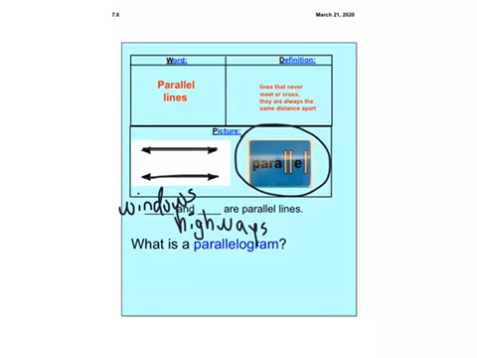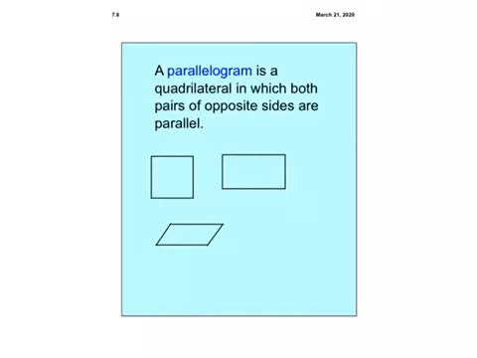So now that we've reviewed what parallel lines are, what is a parallelogram? A parallelogram is a quadrilateral in which both pairs of opposite sides are parallel. So keep in mind, a quadrilateral is just a 4-sided polygon, and a parallelogram is when the opposite sides, so these 2 sides in the square are opposite, they're parallel to each other. This line here and this line here, they're opposite of each other and they're parallel.